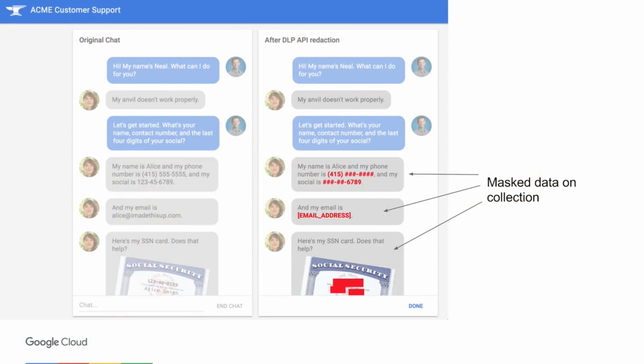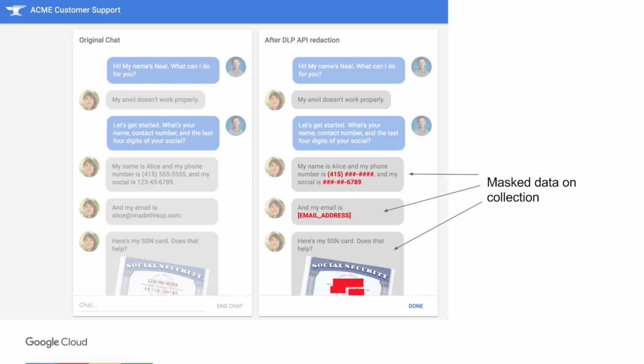So this is how a chat app might run today, where this information just comes in, the support agent sees it, you might save this, you might archive this, and this might go into your analytics systems. So now we're going to show what this might look like after, if you had integrated the DLP API, which you could have done. We're showing the original chat on the left and the modified chat on the right, where we've actually masked the data on collection.